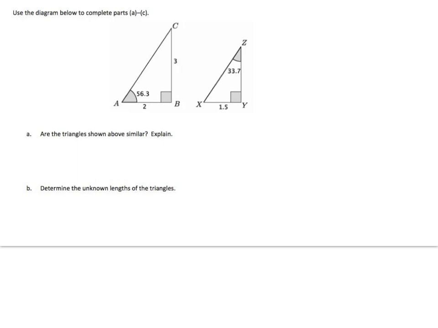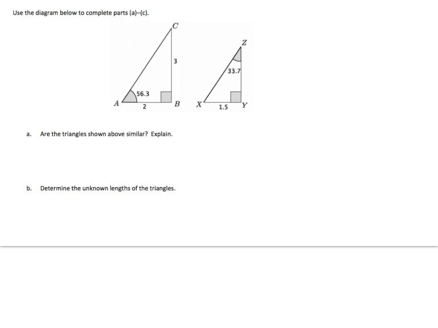Are the triangles shown above similar? Explain. Okay, we should know how to find out if things are similar or not to this point. We have a few rules for that. The rule we're going to use here is angle, angle. If you have two congruent angles in a triangle, then your triangles can be similar.